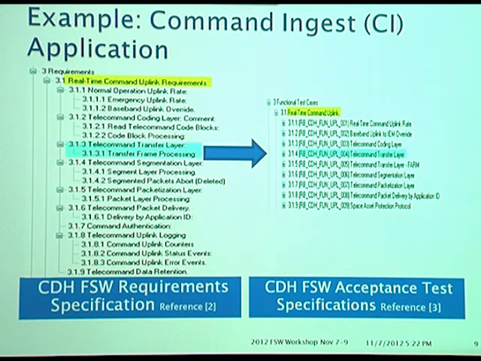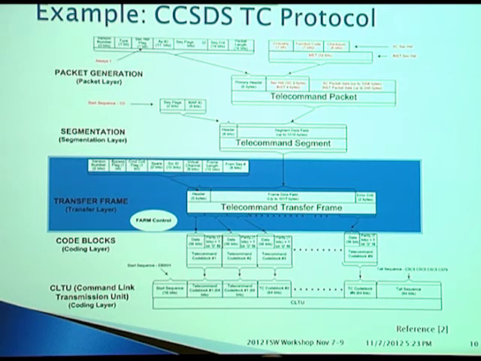I pulled out one example of a test case. I took the simple one of command ingest. The requirements are on the left, and we had a set of functional test cases which map to them. Now, we use the CCSDS telecommand protocol, and I just put this picture up there just in case somebody wasn't familiar with it. This test case actually, the blue part is the transfer layer, and it basically tests the transfer frame header and the data field.